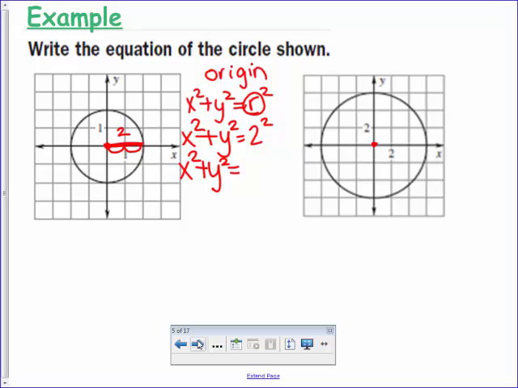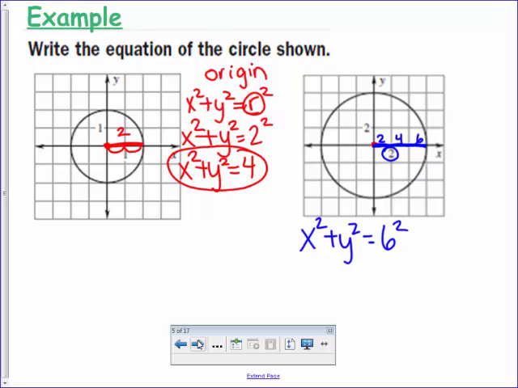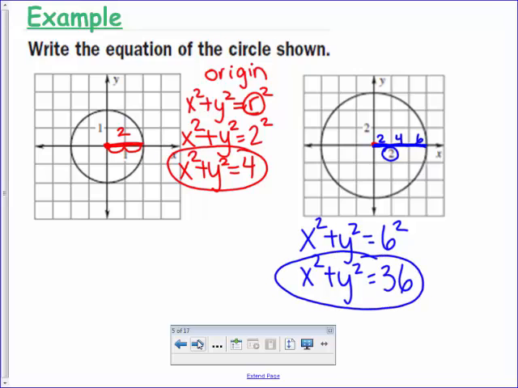So for the final answer, the equation of this circle to graph will be x squared plus y squared equals 4. Now pay close attention to this 2 here. That means the graph is counting by 2. So you have 2, 4, 6 as your radius now. So x squared plus y squared equals 6 squared. And then we're going to go ahead and simplify that to make your final answer x squared plus y squared equals 36.